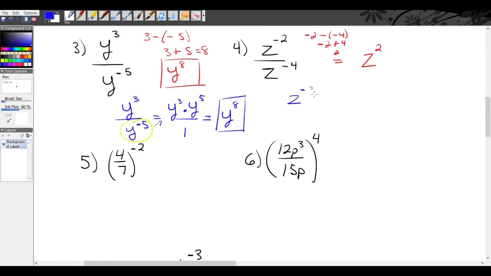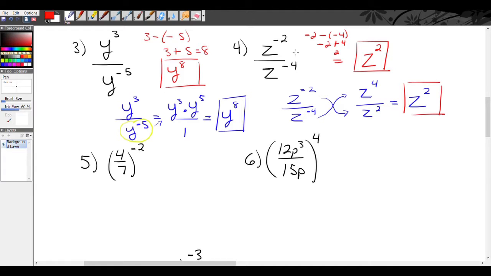If we do this the other way that I just talked about, we see that we have z to the negative second divided by z to the negative fourth, and they both have negatives, so we're going to switch places. So z to the negative second is going to come down to the bottom, and z to the negative fourth is going to move up to the top, and it becomes z to the fourth over z to the second, and again we subtract. What's 4 minus 2? 2. So again, two different ways to arrive at the same conclusion.